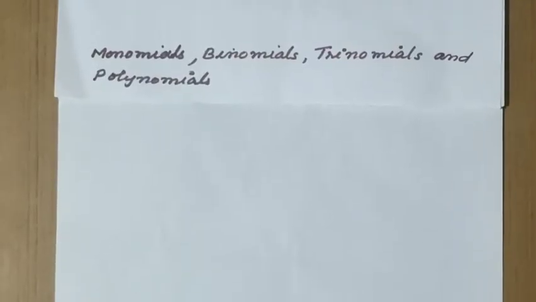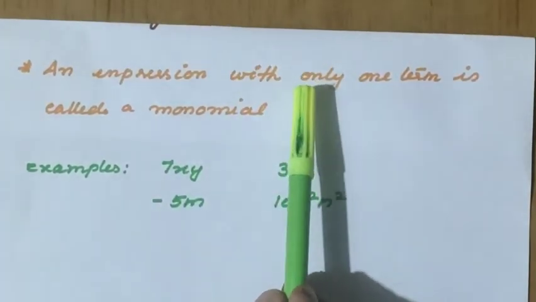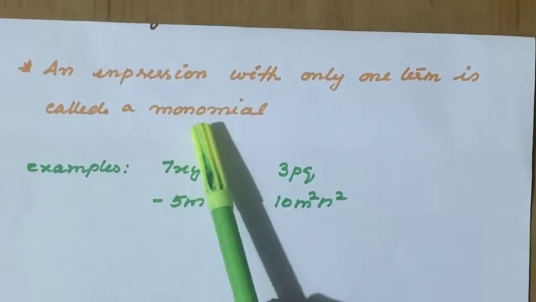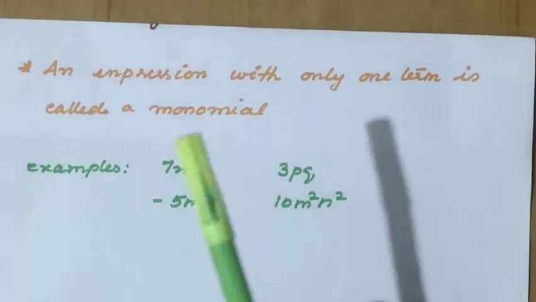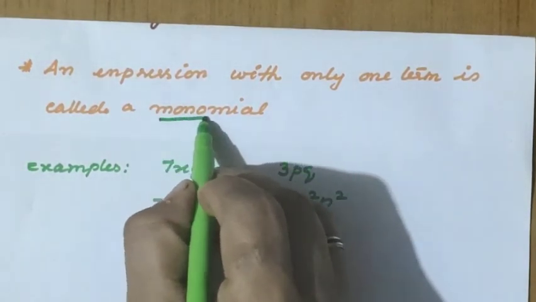Next topic, monomials, binomials, trinomials and polynomials. An expression with only one term is called a monomial. Mono means one only, and if in an expression there is only one term, then we are calling it a monomial. See the examples.